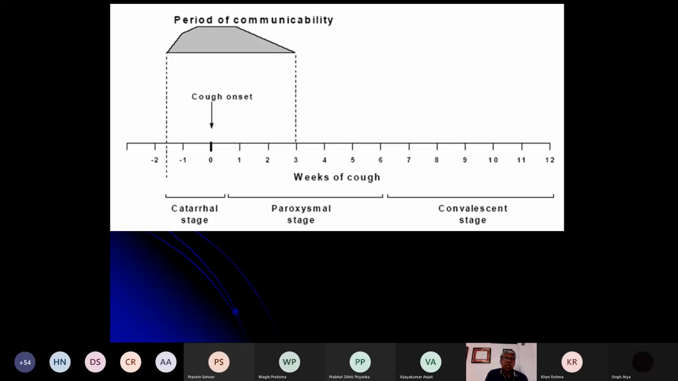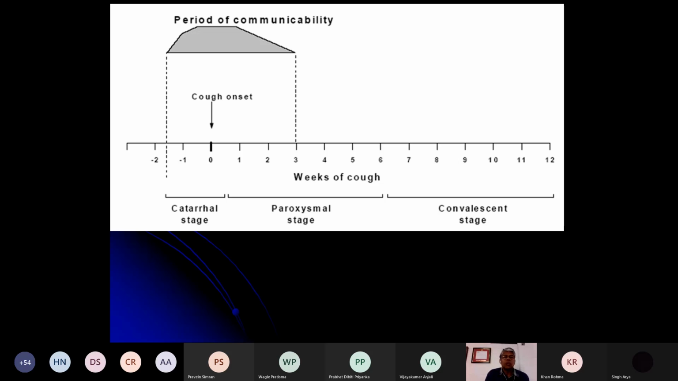Catarrhal stage may start after getting infection and will continue sometimes up to 2 weeks, sometimes up to 3 weeks. And during this period, the person is having the beginning of the cough, but there is a lot of rhinorrhea occurring. And this is the time when a large number of bacteria are being spread out. So the first 2 or 3 weeks of the paroxysmal stage and the last 1 or 2 weeks of the incubation period are the ones where the bacteria are spreading out of the patient.